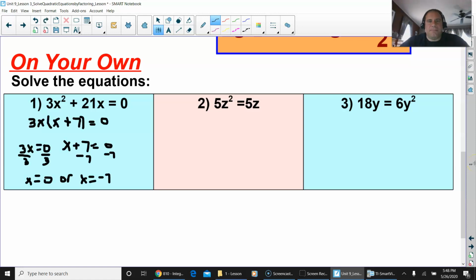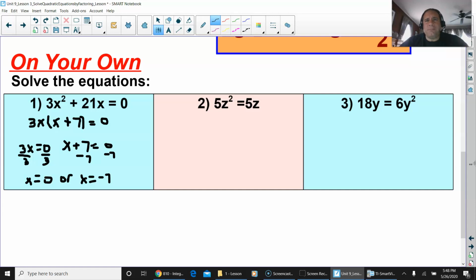Okay, so pretty easy. You have to factor them out. You have 3x. 3x times x is 3x squared, and 3x times 7 is 21x. And then you split it up. 3x equals 0, and then x plus 7 equals 0. And you go ahead and solve each for x. When you solve each for x, you get the roots. X equals 0 and x equals -7. That is it. Those are your answers.